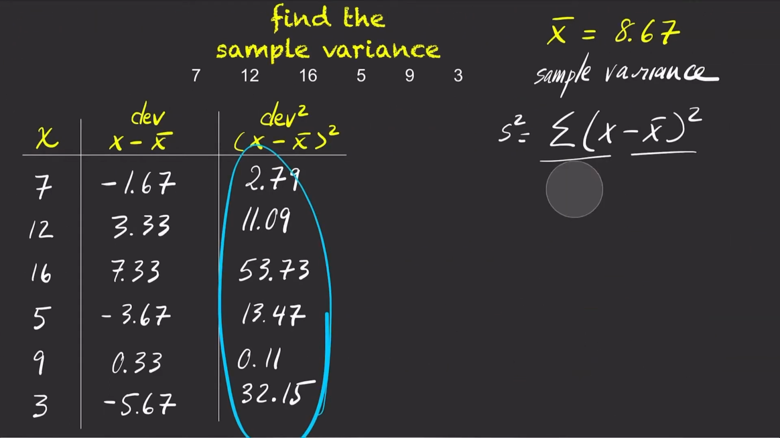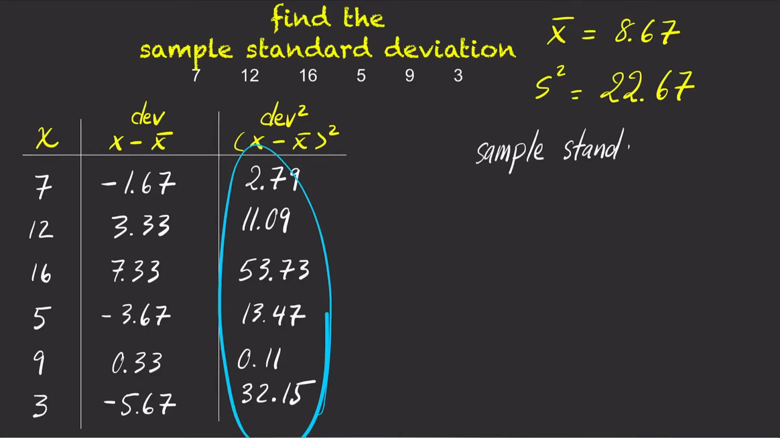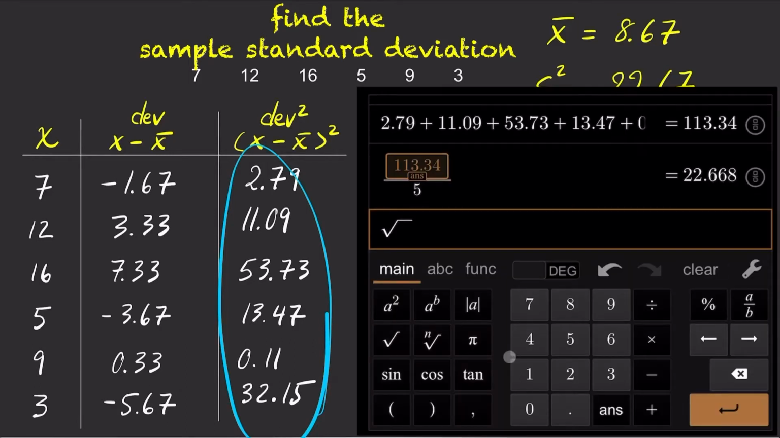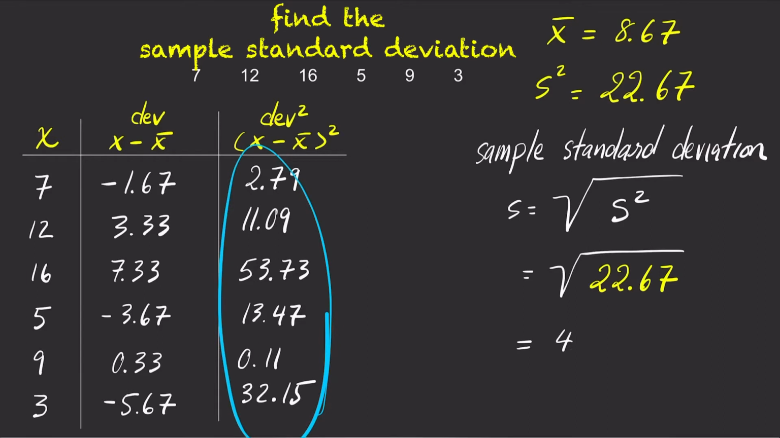Since we already have the sample variance, to calculate the sample standard deviation, simply take the square root of our sample variance. So, S equals the square root of 22.67. And the square root of 22.67 is 4.76. So, S equals 4.76. In other words, the sample standard deviation is 4.76.